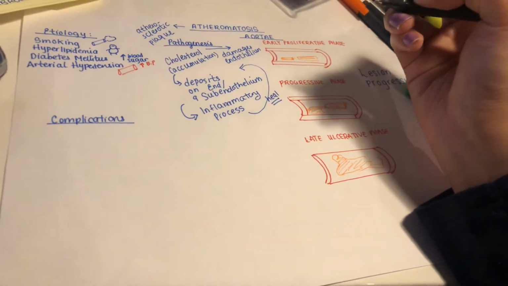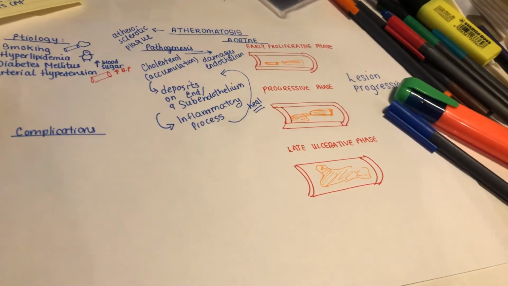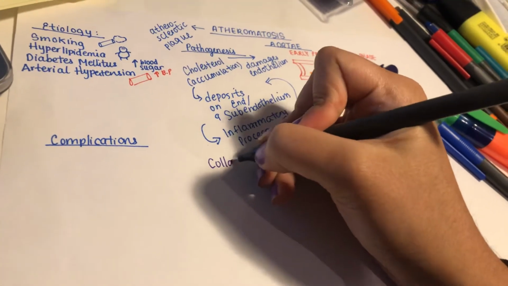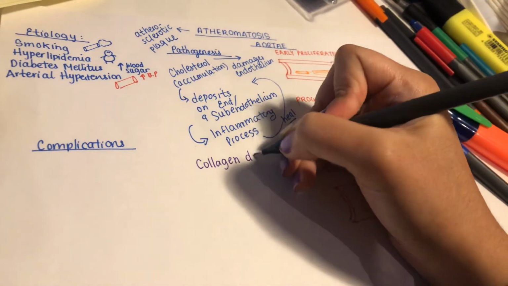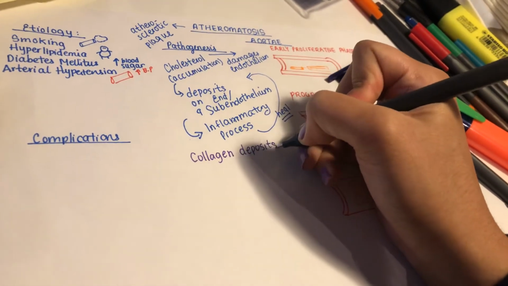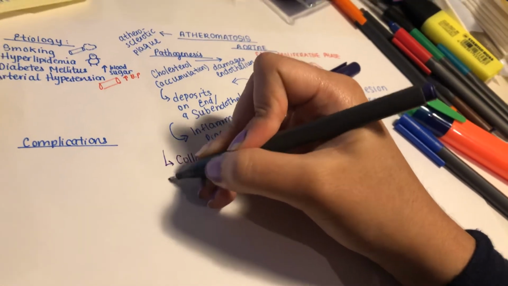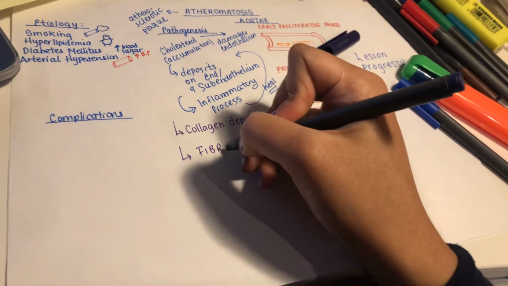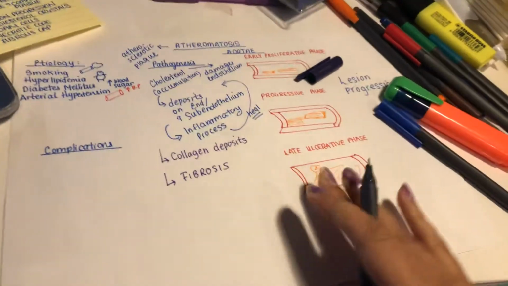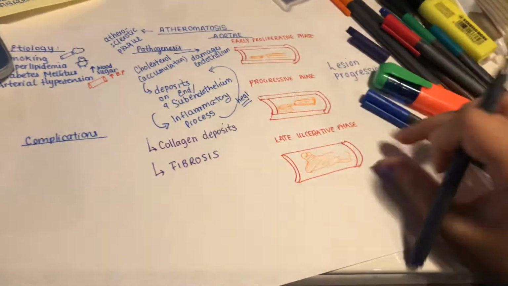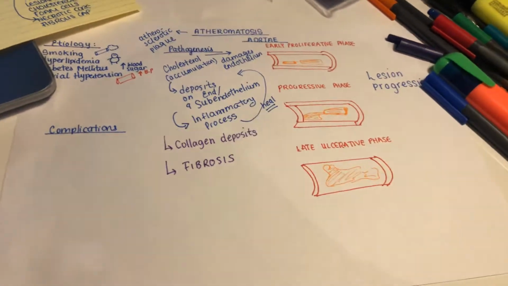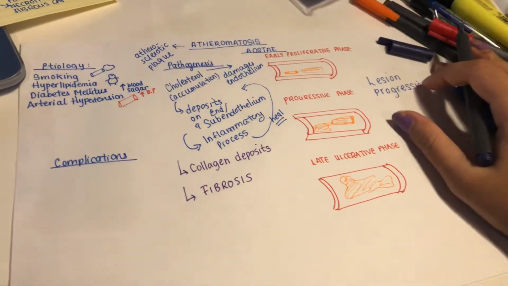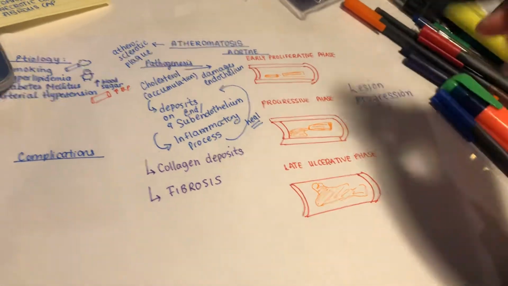And as it tries to heal this damage, it will do this by depositing collagen. Collagen is all part of the healing response. And after collagen is deposited, we have something called fibrosis occurring, which is the end stage after collagen and connective tissue is deposited. And actually, the formation of an atherosclerotic plaque can be divided into these three phases: early proliferative phase, progressive phase, and late ulcerative phase. And it can be called lesion progression.